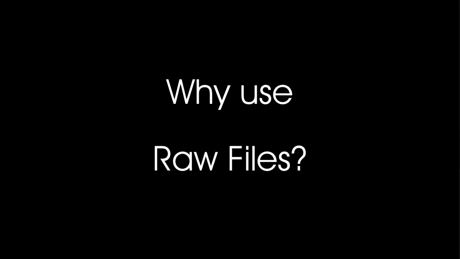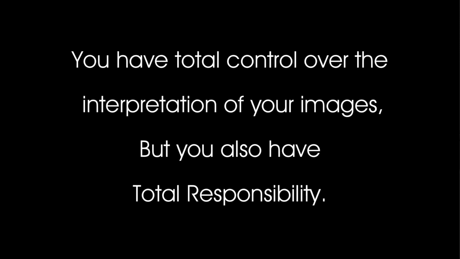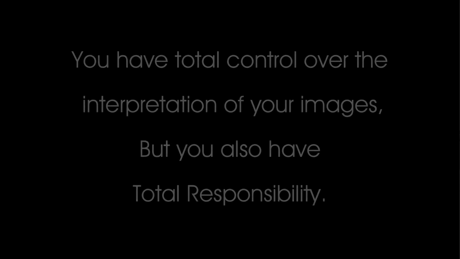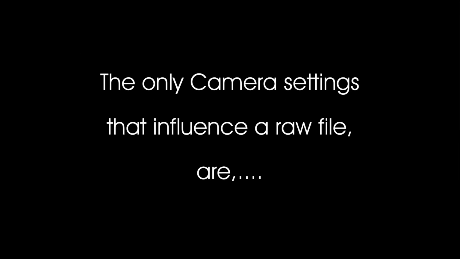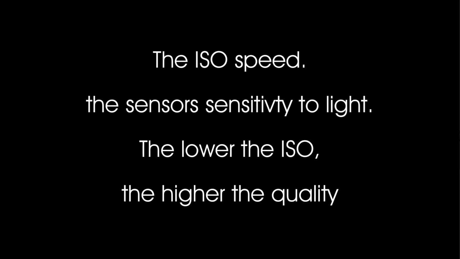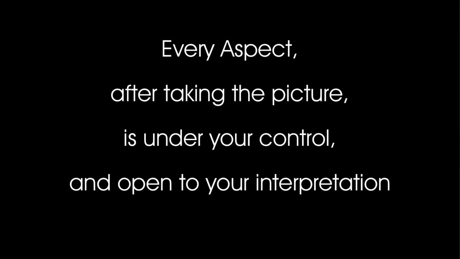We use RAW files for a variety of reasons. We have total control over the interpretation of the image, and we also have total responsibility. The only camera settings that influence a RAW file are ISO speed, the sensor's sensitivity to light. The lower the ISO, the higher the quality. And the exposure, which is the combination of shutter speed and aperture. Every other aspect, after taking the picture, is under your control and open to your interpretation.